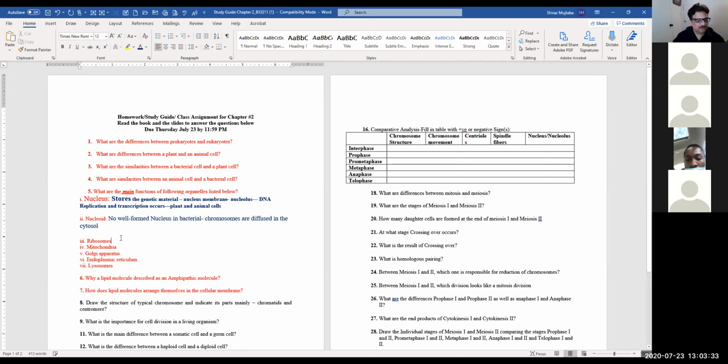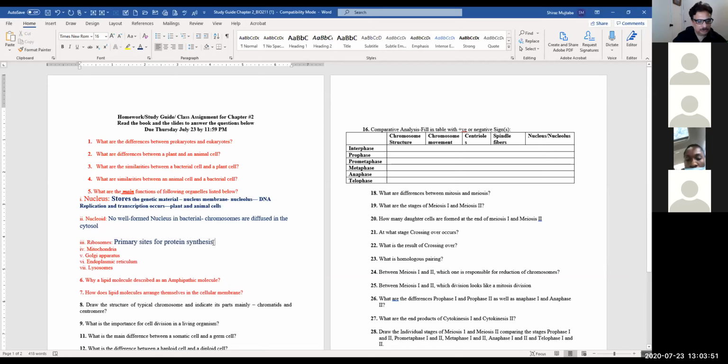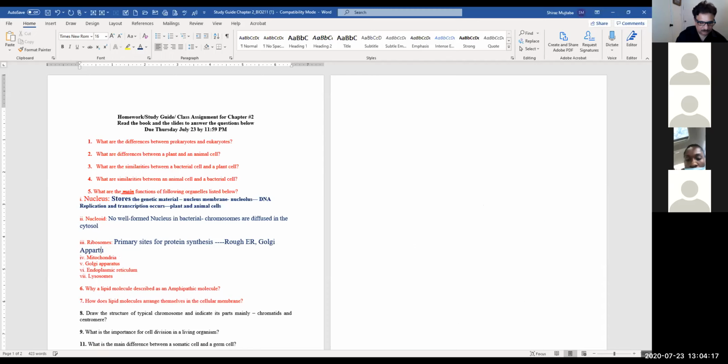So now, what is the function of ribosomes? Ribosomes are the primary sites for protein synthesis. And what I would like to remind the class is that I use the word primary, but there are some other organelles where protein synthesis or protein transport occurs, like rough endoplasmic reticulum where protein transport occurs, and protein modifications also occur in the Golgi apparatus. But the primary site of protein synthesis is the ribosome.